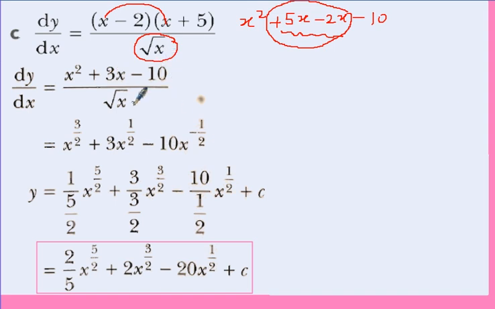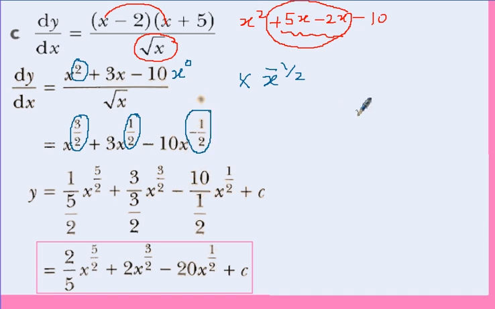minus 10. Now this root x is x raised to 1 upon 2. And since it is down, when it goes up, it becomes negative. So we can write minus 1 upon 2. Now every degree will be subtracting half. So it will become 3 upon 2 or 1 and half. Here 1 minus half is half. Here there is no degree, means x raised to 0. So when you subtract half, it becomes minus.